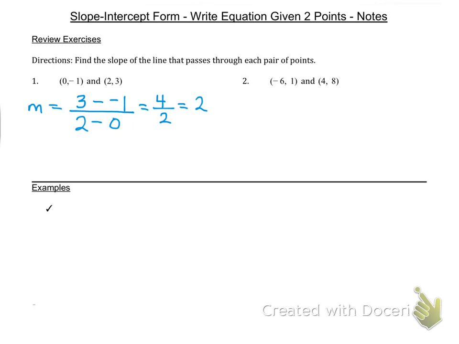Number 2, we're going to do the same thing. 8 minus 1 over 4 minus a negative 6. So 8 minus 1 is 7. 4 minus a negative 6 is 10. So the slope of that line is 7/10.